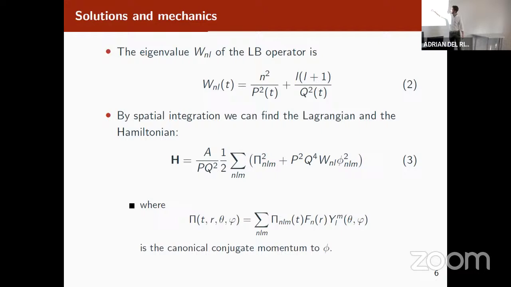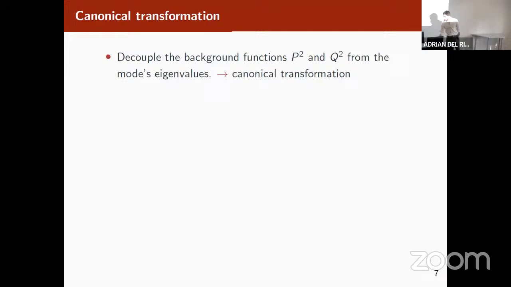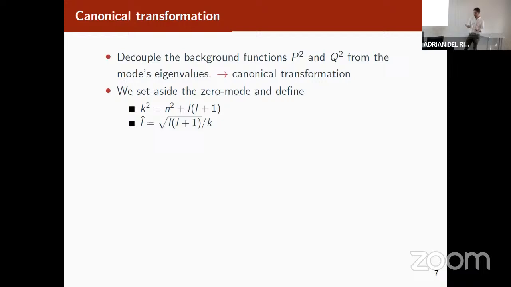So what do we do? So we need to introduce a canonical transformation. So we start by setting aside the zero mode and define some sort of wave number that we call K, which is defined like this. And we introduce some sort of unit vector component, which is called L hat, which is just the square root of L times L plus one divided by K.